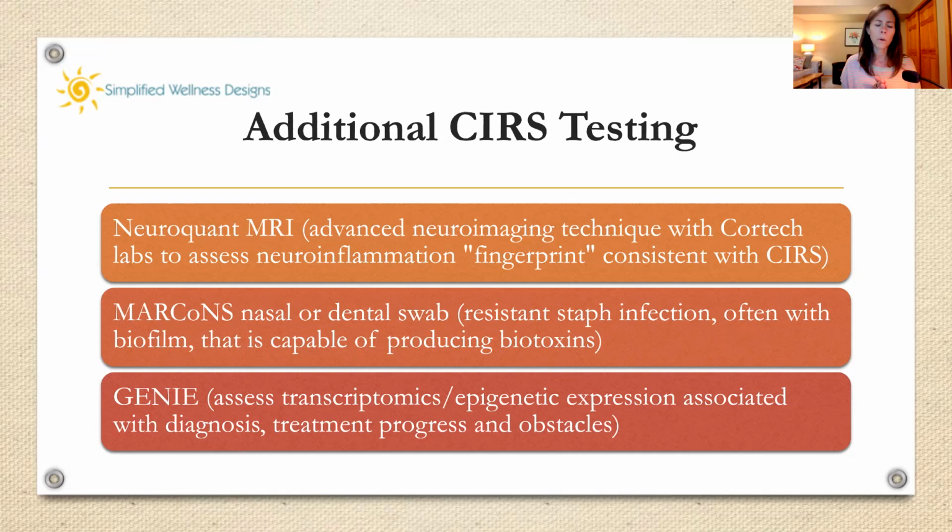So it's super, super helpful when it comes to personalized medicine. The Shoemaker protocol is already highly personalized. Each step is based on your lab results and your symptoms, but the Genie can personalize it even more and maybe even speed up your process.